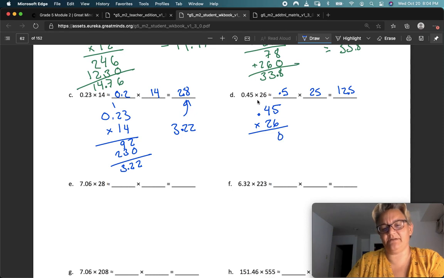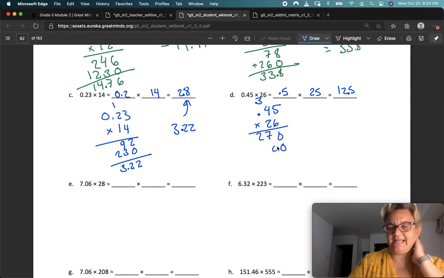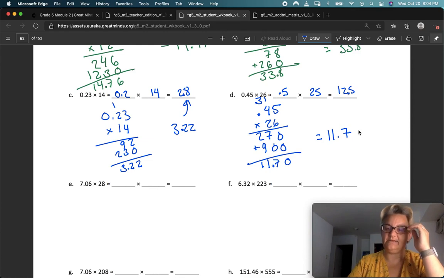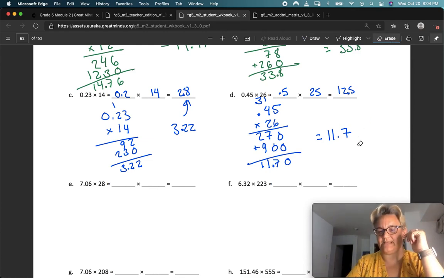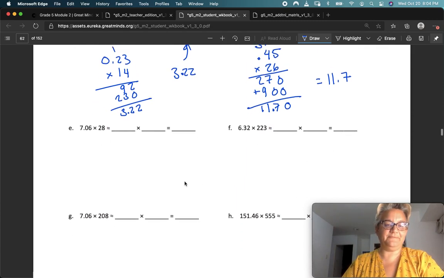6 times 5 is 30, carry the 3. 6 times 4 is 24, plus 3 is 27. Drop the 0. 2 times 5 is 10, carry the 1. 2 times 4 is 8, plus 1 is 9. And 0, 7, 11. And then I've got 2 decimals here, 2 decimals here. So my answer is 11.7, 11 and 7/10. Or 70 hundredths, but I don't need to put that 0 back in. So if my estimate was 12.5 and my answer is 11.7, not too far off.